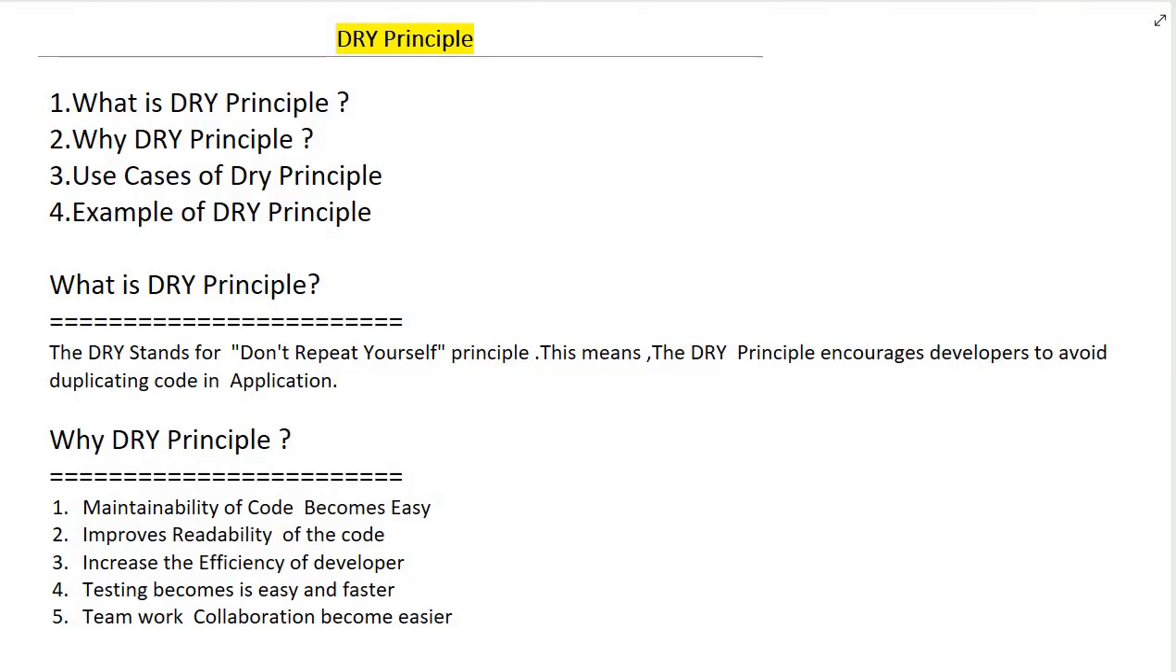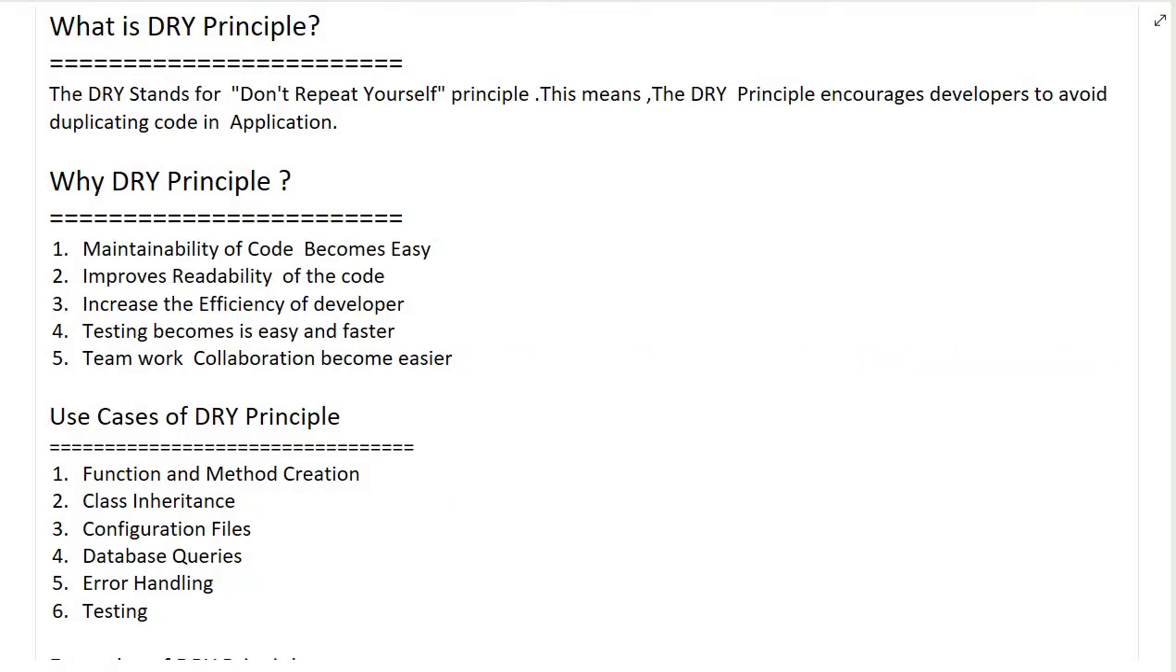Then let's discuss the use cases of DRY, and how we can apply the DRY principle in a real-world project. Some common use cases are: creating functions and methods, classes in inheritance, an application having configuration logic, common database queries, and error handling code, which every application contains. Let's deep dive into it one by one.